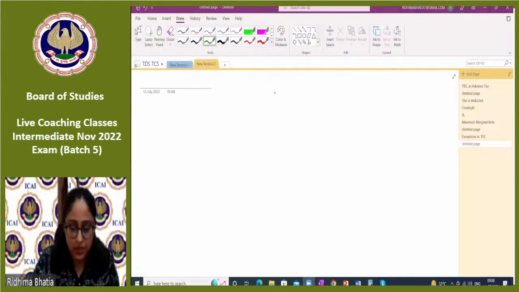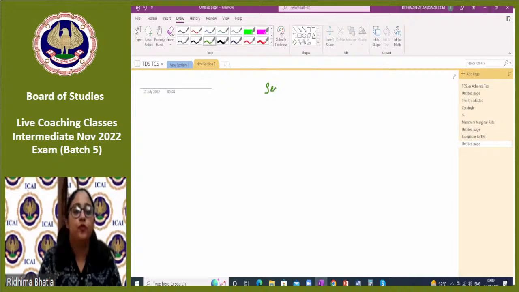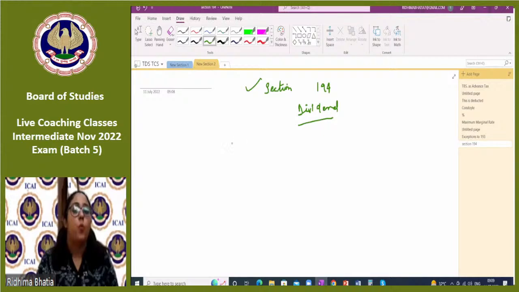Next section is dividend. Dividend is taxable in the hands of the recipient. Yes, yes. ये हमने other sources में पढ़ा था. Correct. Section 194 is for dividend. So if the payment is in the nature of dividend, as if the income is in the nature of dividend, TDS would be deducted under section 194.